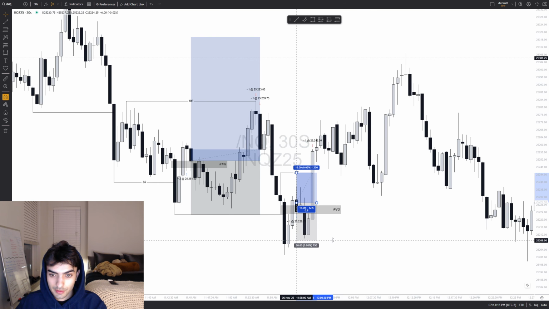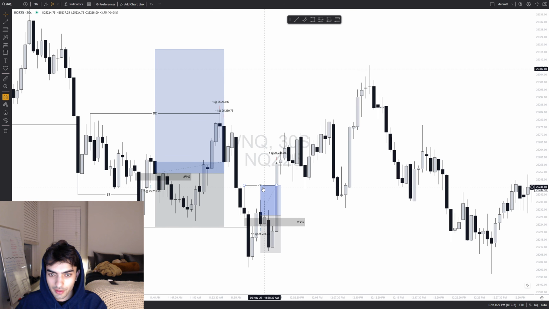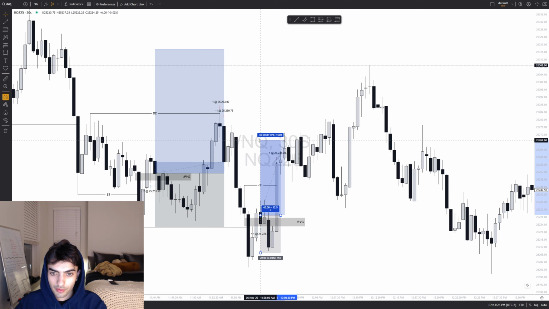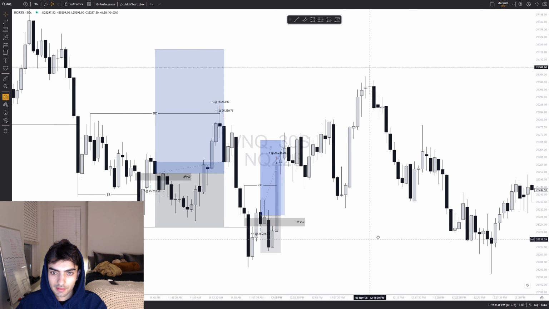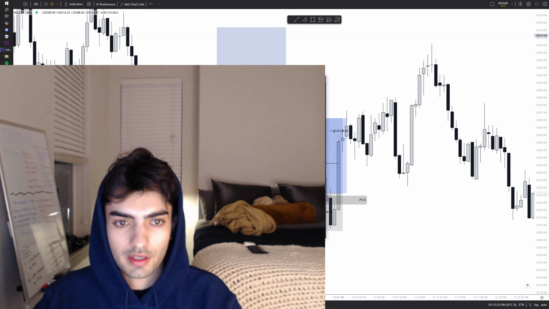So yeah, it was almost a 1 RR. It was a 0.8 RR, so it's a negative RR. So would not recommend doing that. But if I did target these highs, it would have been a positive RR, 2 to 1 RR. So really good, really happy with that. Can't complain.